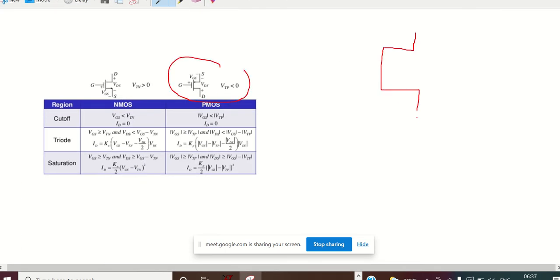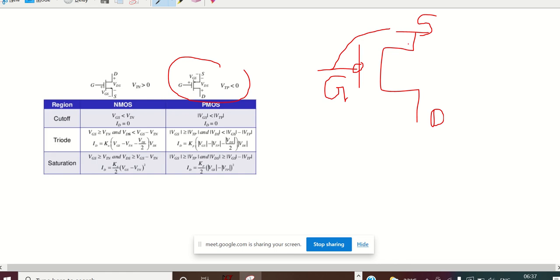This PMOS will generally have this symbol. This will still be the gate. The upper one is the source, and the bottom one is the drain. Now the source will be at the higher voltage. This will be connected to the main supply.